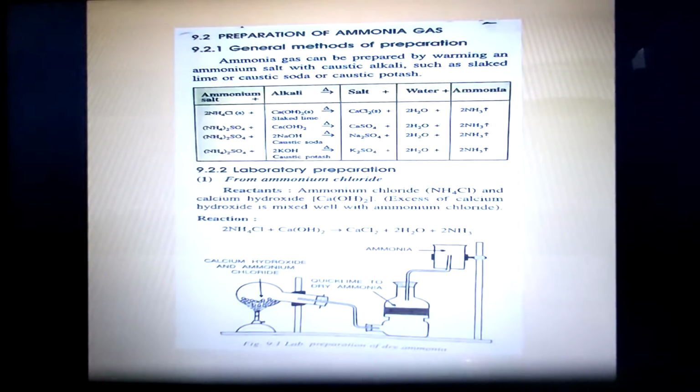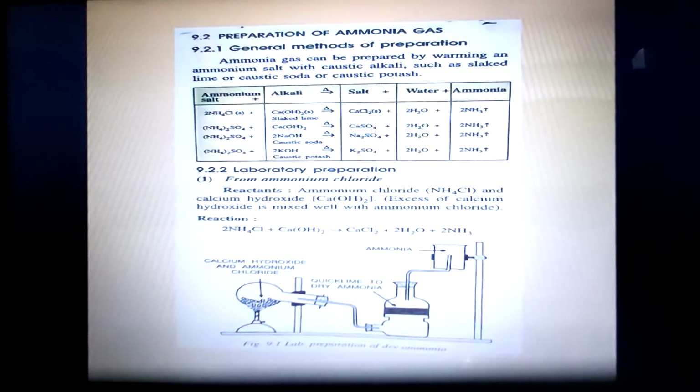And that flask is being heated. So due to the temperature, water entering the heated flask may break it. The heated flask may break. So to avoid this, we keep the flask in a tilted position.